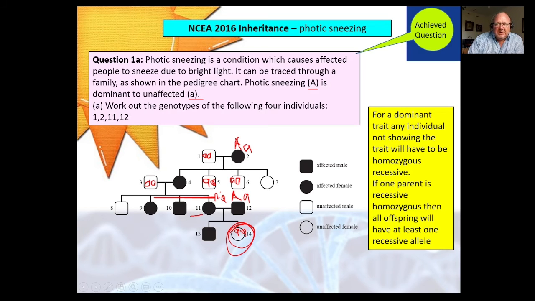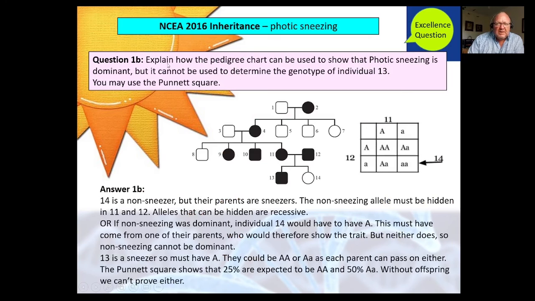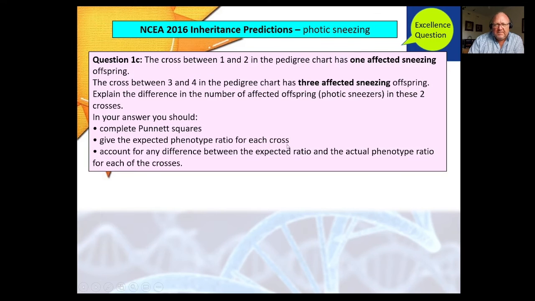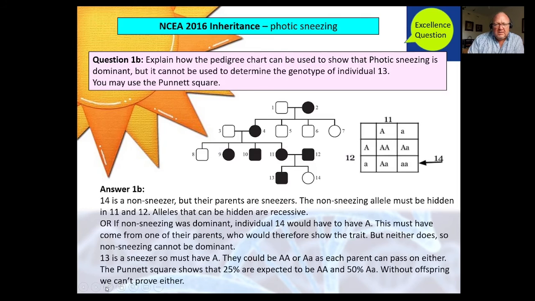So we've worked that out, and that is our achieved question. Then for excellence, explain how the pedigree chart can be used to show that photic sneezing is dominant, but it cannot be used to determine the genotype of individual 13. You must use Punnett squares. So if you look at 11, we know that 11 from 3 could only get a little a. Do you agree? Okay, so 11 has to contain one little a and one big A, so he has to be a heterozygote.